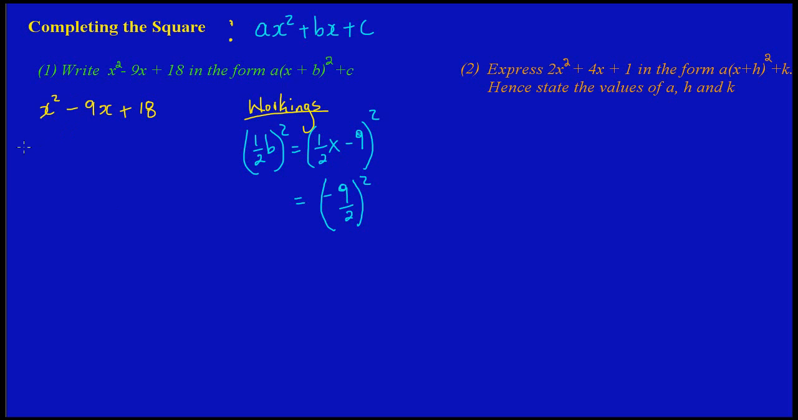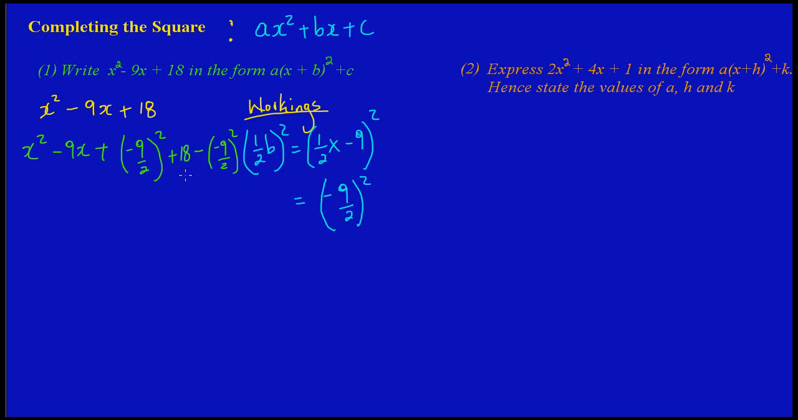Now I've found a half of b, which is negative 9 over 2. So basically I'm going to rewrite my expression by saying x squared, which is the first term, minus my 9x, and I'm going to add to this second term, my negative 9x, negative 9 over 2 all squared. Then plus my 18, and I'm going to subtract the negative 9 over 2 all squared.